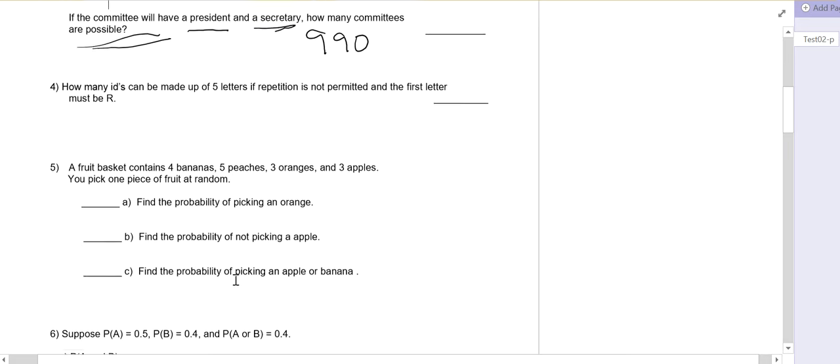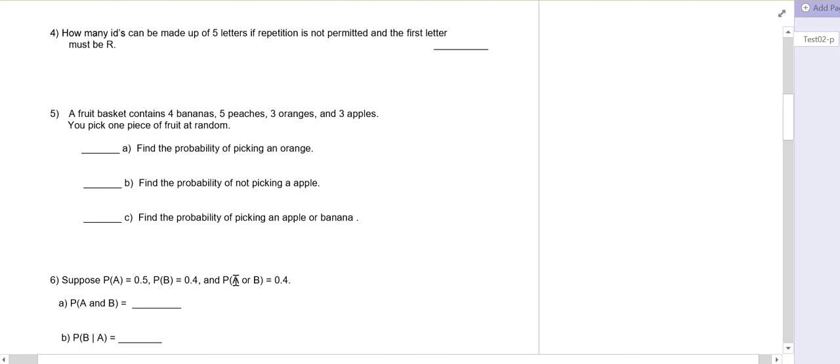Moving on to number 4. How many IDs can be made up of 5 letters if repetition is not permitted and the first letter has to be R? So this is a little bit different, this problem. How many IDs can be made up if we have to have 5 letters, so we need a letter, a second letter, a third letter, a fourth letter, and a fifth letter. Now the first letter has to be R. So you know what? This one has to be R.